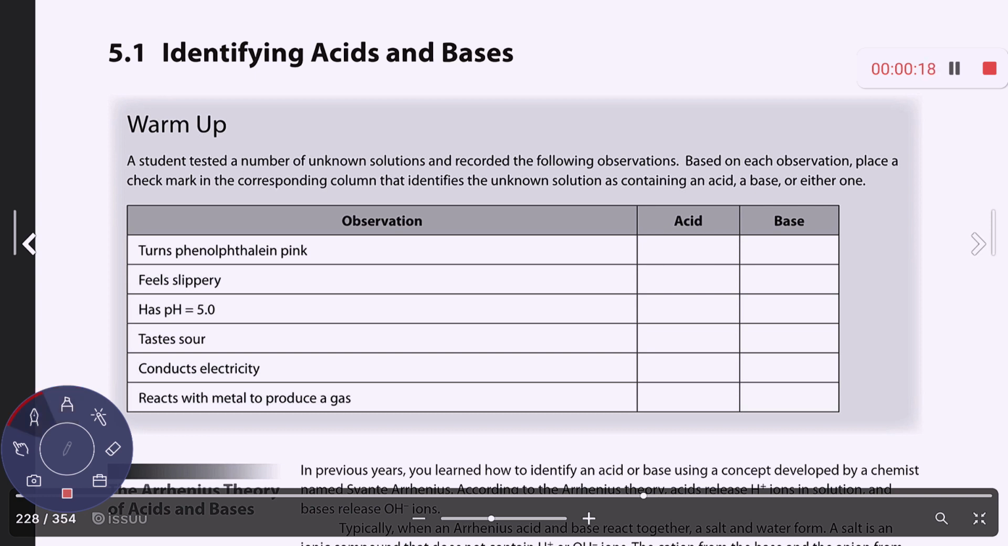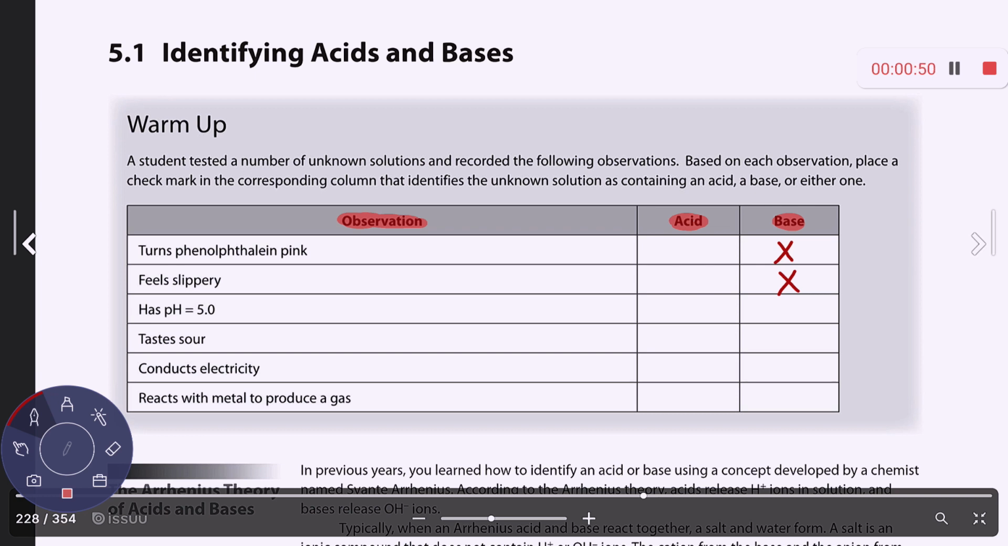So they have a number of observations listed, and then they want to know whether these observations are things for an acid or a base. So you tell me, what turns phenolphthalein pink? Base, good job. Phenolphthalein turns somewhere around 8.2-ish pH, which is slightly basic. Feels slippery? Bases, yes. They feel like you've got some soap on your fingers.